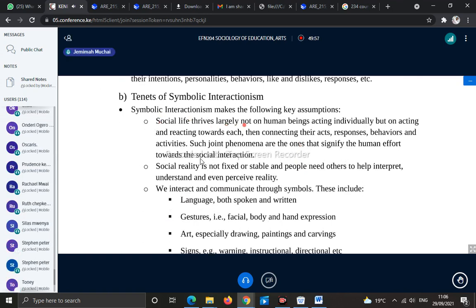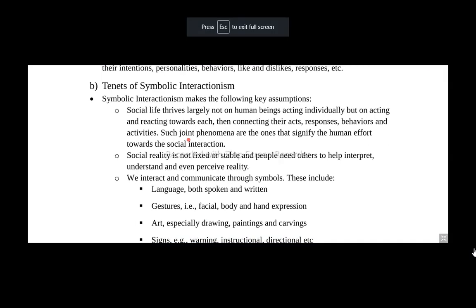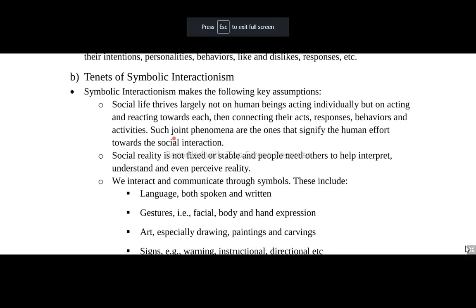Social life thrives largely not on human beings acting individually, but acting and reacting toward each other, then connecting their acts, responses, behaviors, and activities. When we are in the sociological theories, there are three things that you need to know: what the theory means, the assumption or the tenets of the theory, and how it can be applied in education. Those are the most important things when you are studying these theories.